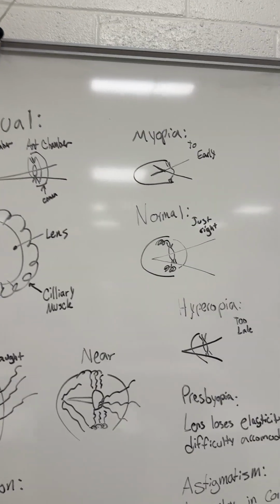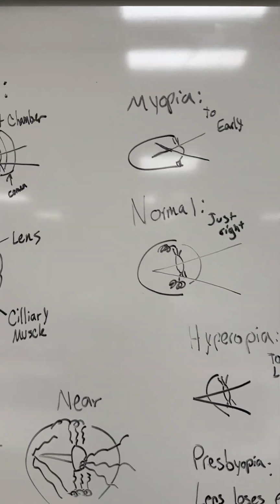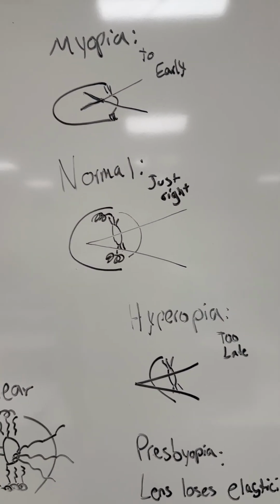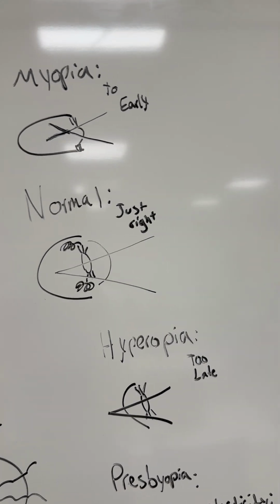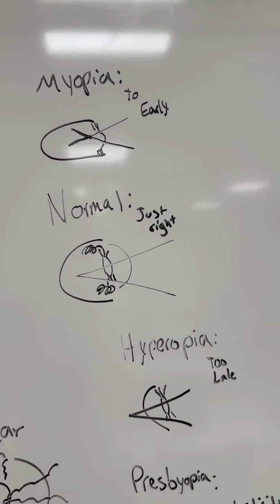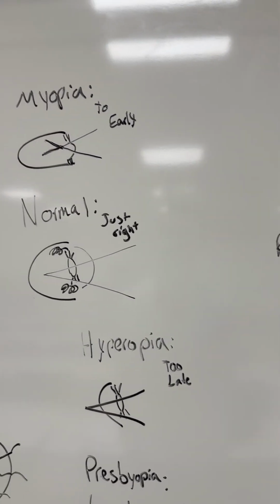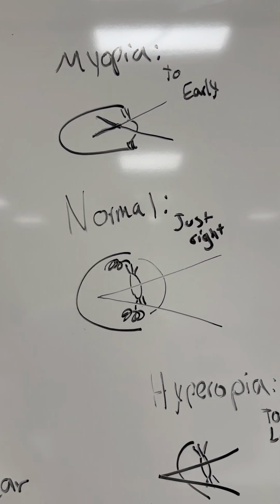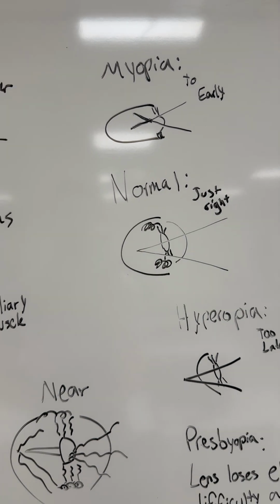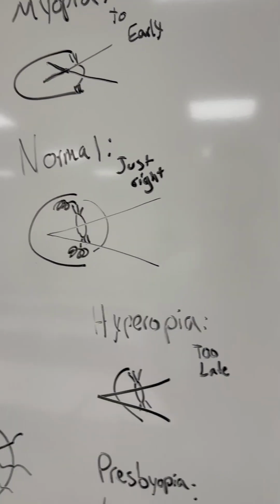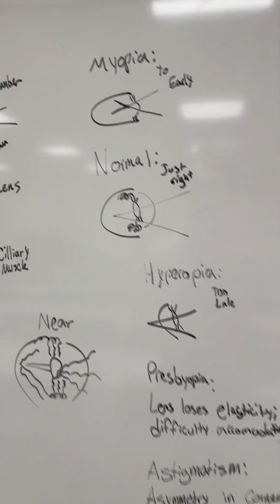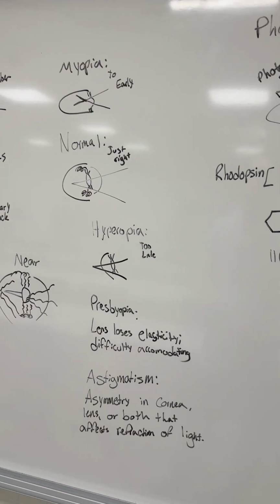Some refractive errors that you can have are what we call myopia, which is where you have a long eyeball, and the light crosses too early onto the retina. Because you have that long eyeball, the light is going to cross too early. It's not going to be focused on the fovea, so it's going to focus too early. Myopia is trouble seeing at distance, but we can see okay up close.